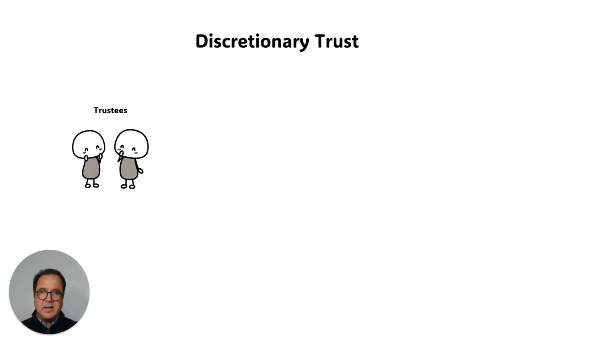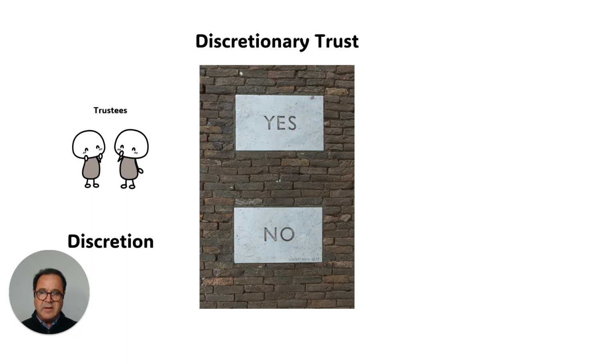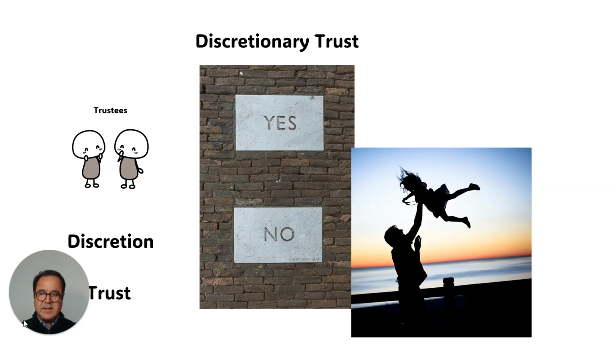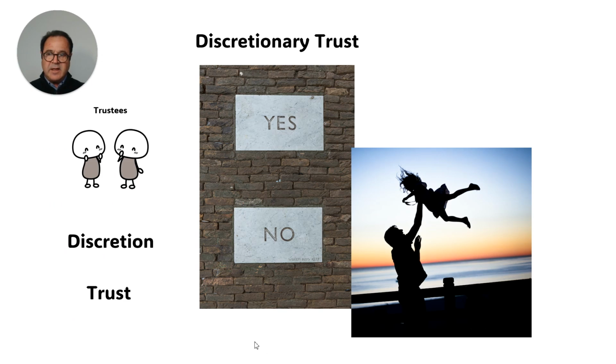Okay, it's a discretionary trust, and the first word that we have is discretion. Discretion means the trustees, not the founder. The trustees have the discretion, the right to make decisions. They can decide to do things, or they can decide not to do things. And the second important word that we have is the word trust. And I know it's the name of the structure, but also it's an ordinary word which has an ordinary meaning.